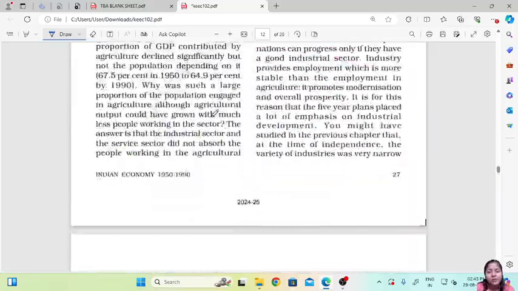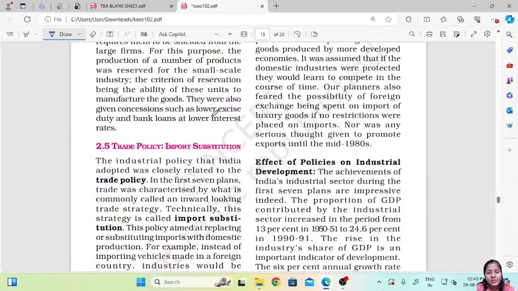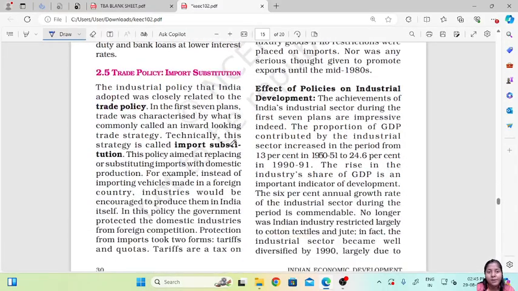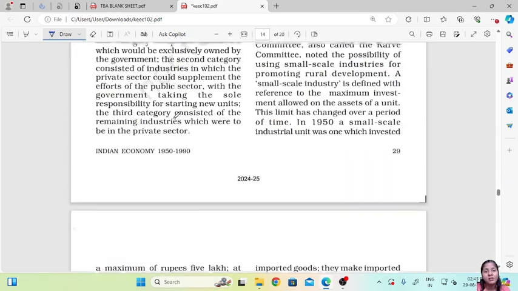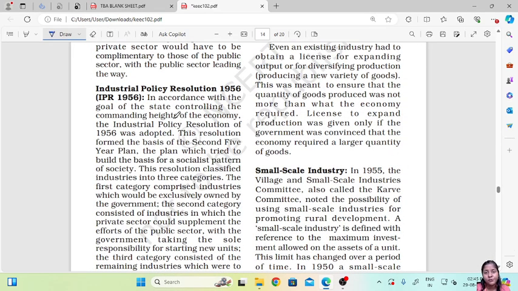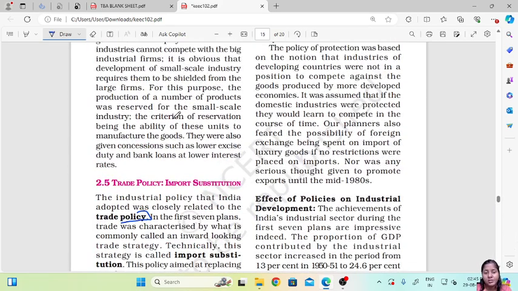So now we'll be discussing trade policy and import substitution. The industrial policy that India adopted was closely related to the trade policy. We have also discussed the industrial policy resolution which took place in the year 1956. So now we'll be learning about trade policy.